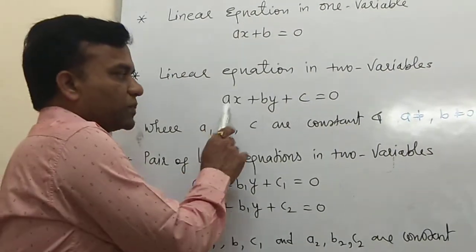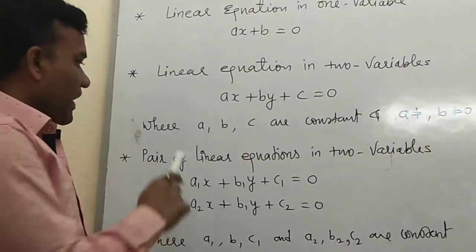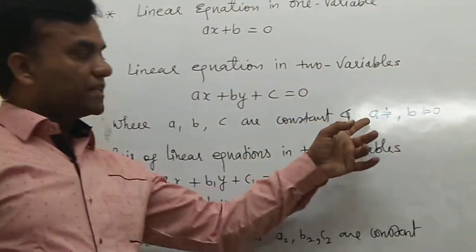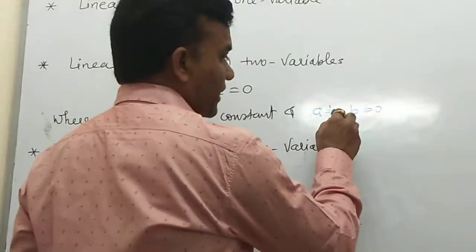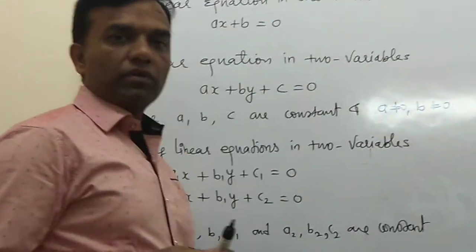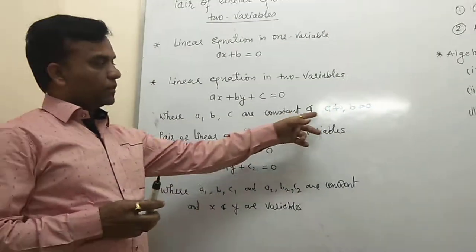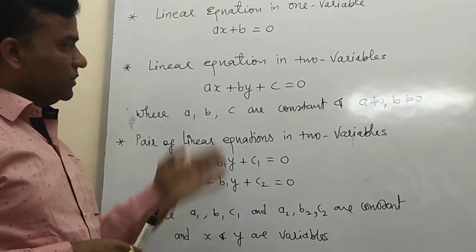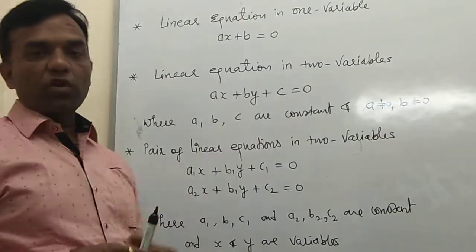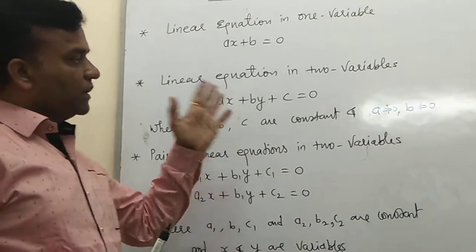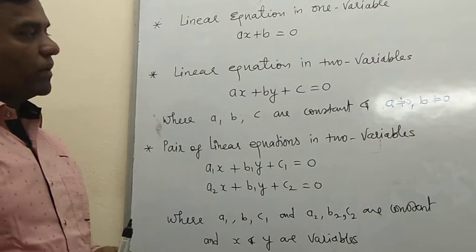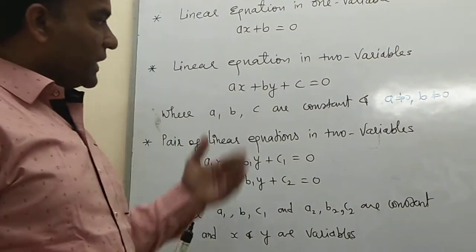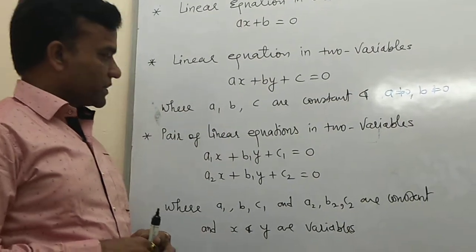We have ax plus by plus c equal to 0, where a, b and c are constants, and compulsorily a is not equal to 0 and b is also not equal to 0. Because if they are equal to 0, then this term is 0, this term is 0, and then only the constant equals 0, which is not possible. So the coefficients of x and y must not be 0. That is the standard form of a two variable linear equation.